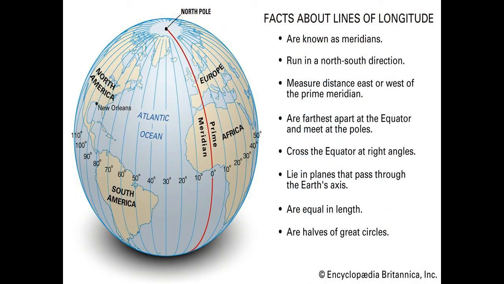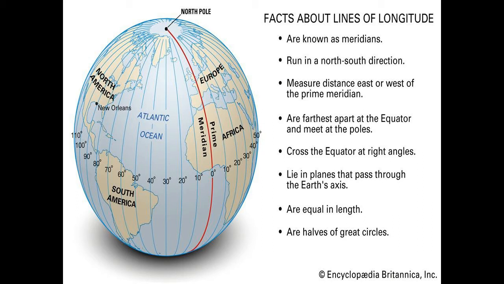You all know that the globe also has vertical lines. These vertical lines are known as the lines of longitude. Longitudes are vertical north-south lines that run from pole to pole. All longitudes are semicircles of the same length. Two opposite longitudes form a complete circle.